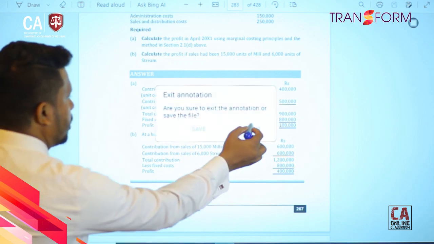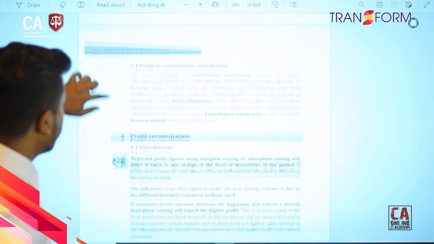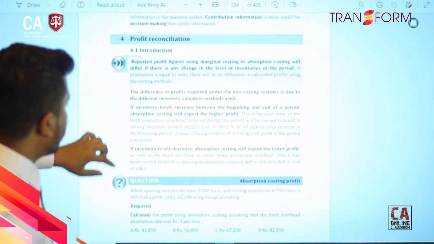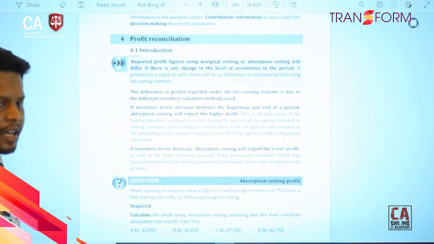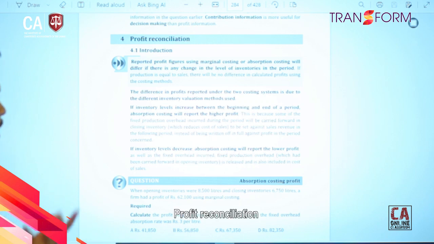So, there is another important thing to discuss. For calculating these things, that is the profit reconciliation. What do you mean by the profit reconciliation? Why do we need to have the profit reconciliation?